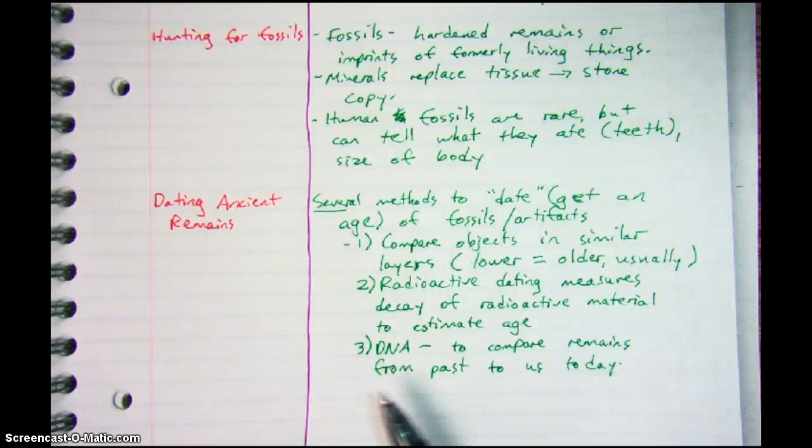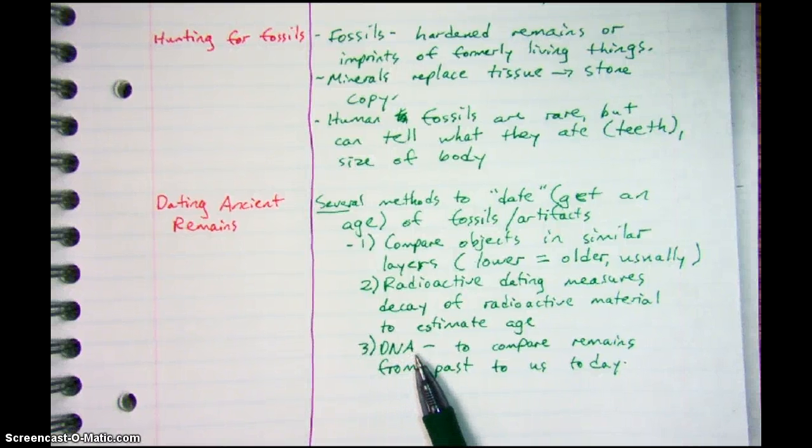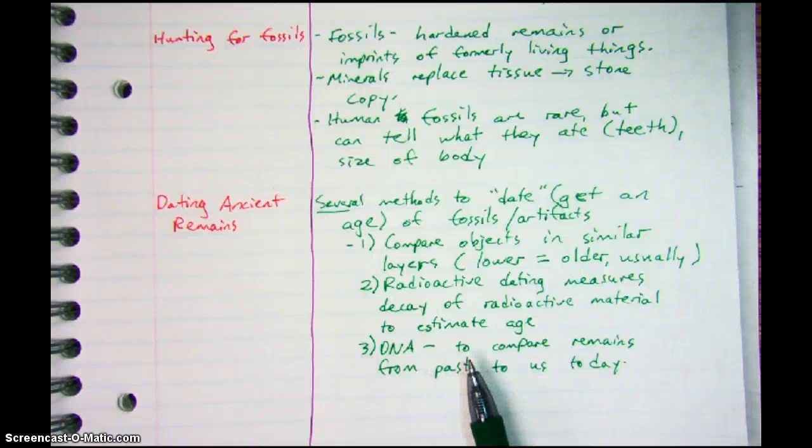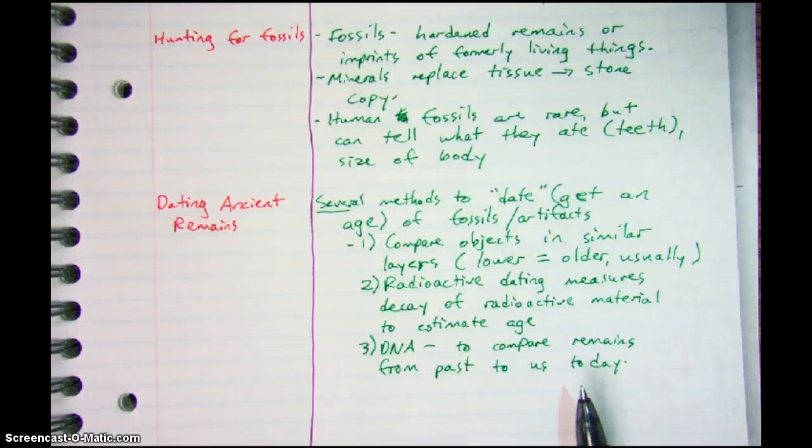And finally, DNA, which is the genetic footprint in all of our cells, that can be used to compare remains from the past to us today. So there's 3 ways to figure out how to date or get an age of an object, if it's a fossil or some kinds of artifacts that had been living things.